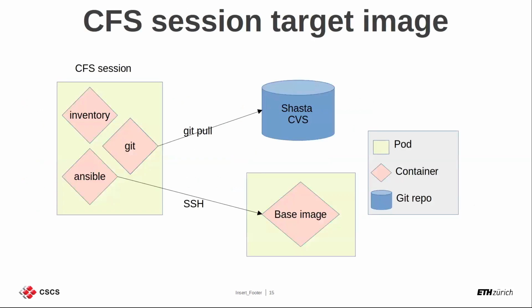Okay, so this is how it looks. If you want to build an image, the yellow squares are pods. The pink rhomboids are containers. Then you have the Shasta CVS, which is the Shasta Git repo. And you have 2 pods. One pod is to run the CFS session, build inventory, git clone, etc., and run the Ansible. And the other one is the target image with the base image you define in your CFS session.